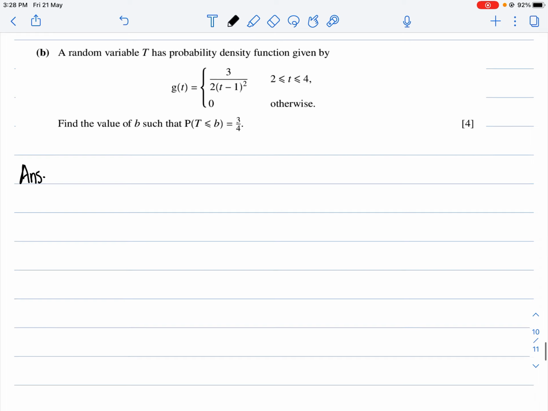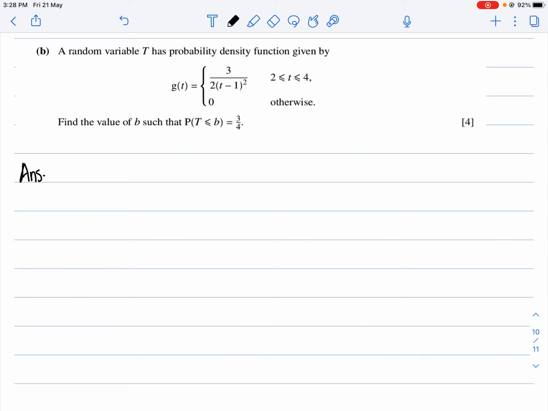Now the B part. A random variable t has a probability density function given by the function. Find the value of b such that P(t ≤ b) is equal to 3/4. So now what I basically need to do is, I know this probability is 0.75. That means whatever b is, it's my upper quartile.